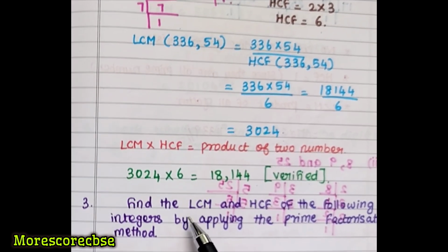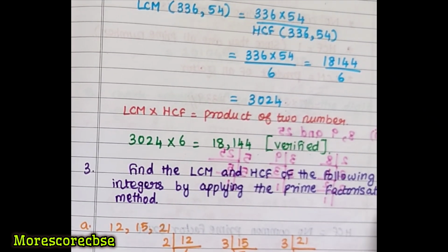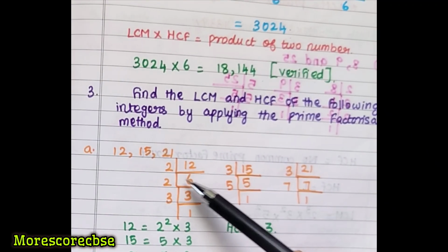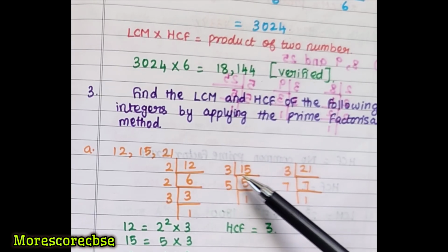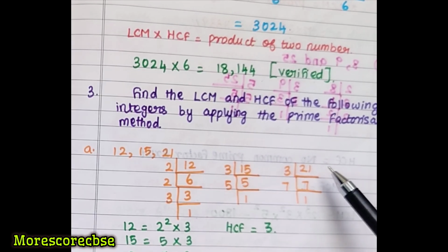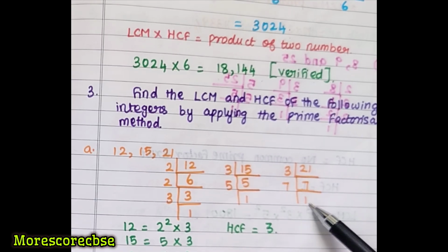Next, third sum: find the LCM and HCF of the following integers by applying the prime factorization method. So for 12, we know that 12 divided by 2 is 6, 6 divided by 2 is 3, 3 divided by 3 is 1. And for 15, 15 divided by 3 is 5, 5 divided by 5 is 1. And for 21, 21 divided by 3 is 7, 7 divided by 7 is 1.